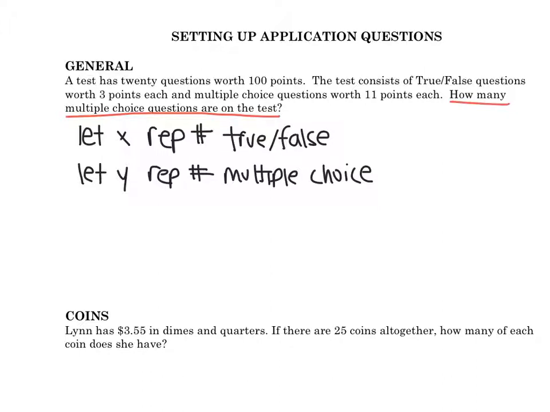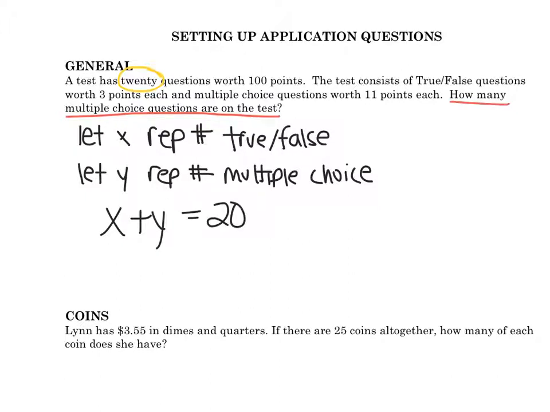Now we go back to the two statements we have, and each one should give us one of our equations. The easiest one is the total, which is that I have 20 questions on this test. So if I add up the true-false and the multiple choice, that should give me 20. So I have x plus y equals 20.